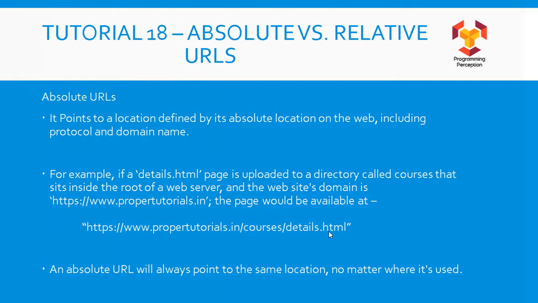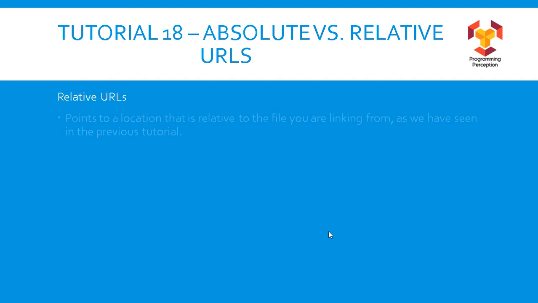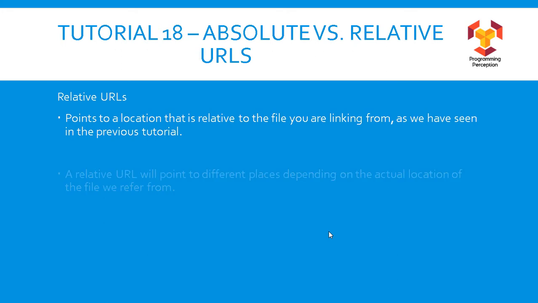The second form of URL is relative URLs. Relative URLs point to a location that is relative to the file you are linking from, as we have seen in the previous tutorial. If you remember, in my previous tutorial, I showed you how to provide the value to the href depending upon various positions of the file. Those URLs that we used in the previous tutorial are all relative URLs. A relative URL will point to different places depending upon the actual location of the file we refer from.